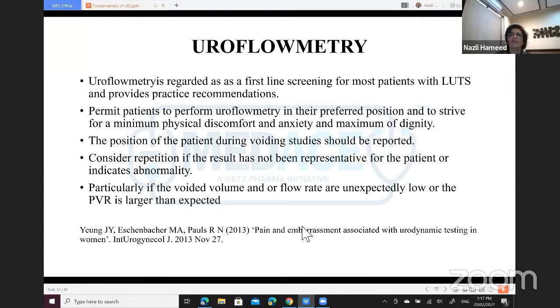And we repeat the test if we think that the result is not representative of the patient's abnormality or what she has been stating. And once she is done with that passage of urine, we measure the residual volume of the urine, because that gives us an overall estimation of the capacity of the bladder. Plus, after uroflowmetry, when we are beginning the test, we also know where we are, what the initial status of the bladder is, and how much volume of urine is actually there before we start the procedure.